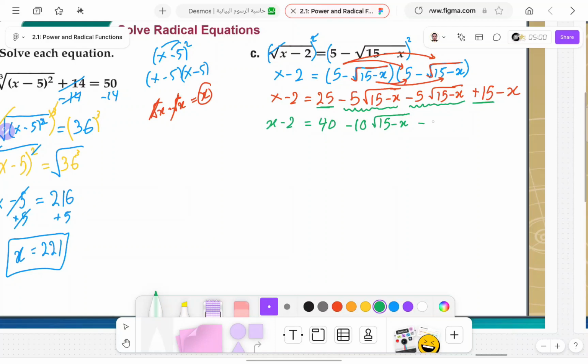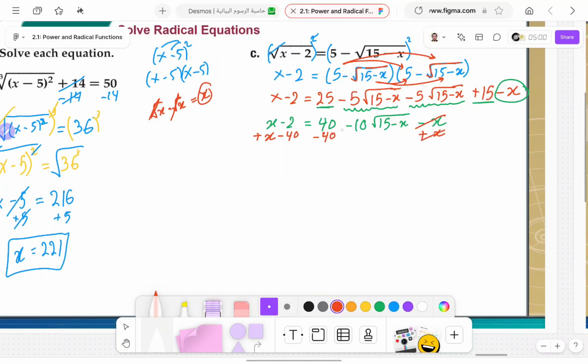Okay, then we have here minus x, don't forget this minus x, put it here next to it. Now let's take the x's and the numbers to the other side. So let's take a negative 40 and negative 40 and positive x and positive x.